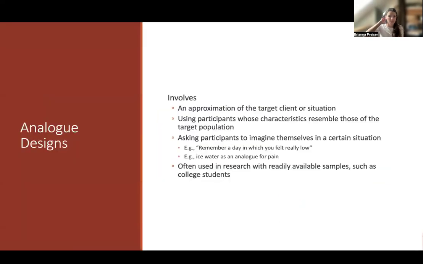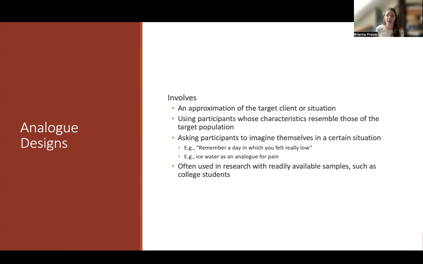Okay, so next I want to go over something called an analog design. So this is used by clinical psychologists when they want to study clinical populations or situations and they aren't able to access them adequately otherwise. And so an analog study involves an approximation of the target client or situation as a substitute for the real thing. And so sometimes it can involve using participants whose characteristics resemble but don't exactly match those of the target population, or asking participants to remember themselves in a certain situation.